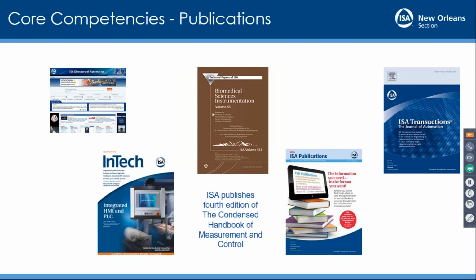But InTech is a free magazine that comes with being a member of ISA. But there are some other ones, like for instance, this biomedical science instrumentation. That's something that's been out, but that's a technical paper. But it is something that ISA is looking at, and I'll get into that in a little bit.